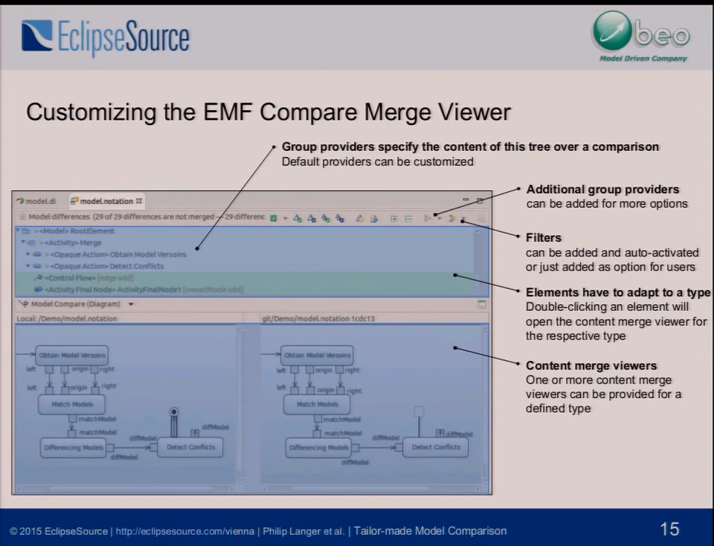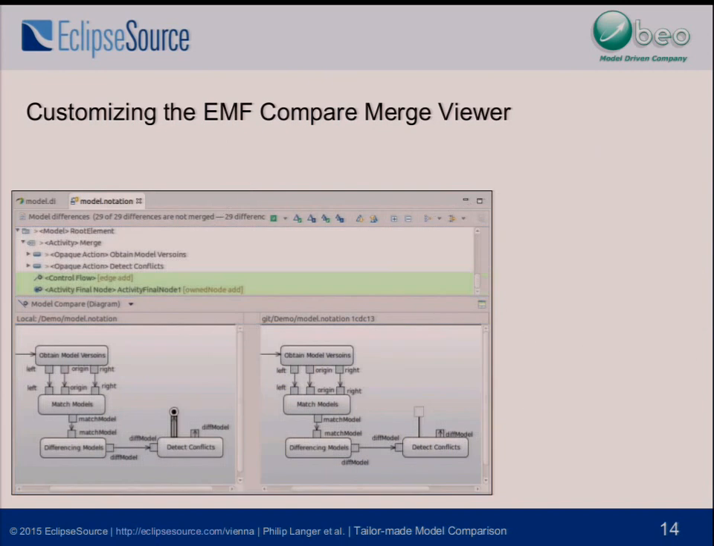Then there is the concept of filters, so even though there are certain differences in the comparison model, you can just filter them away from the UI, so they won't show up here. And each element here has to adapt to a certain type that indicates which content merge viewer down here will be used. So you can, of course, also affect the type that is used here, and thereby affect which content merge viewer is used down here. So in this example, for each change of a notation, that's the graphical representation of a UML model, for each change that affects a notation, we will use the EMF-based rendering instead of just showing the values, for instance.